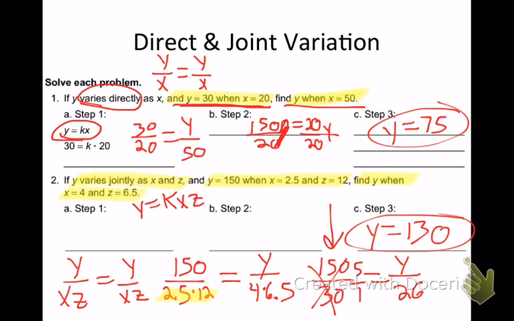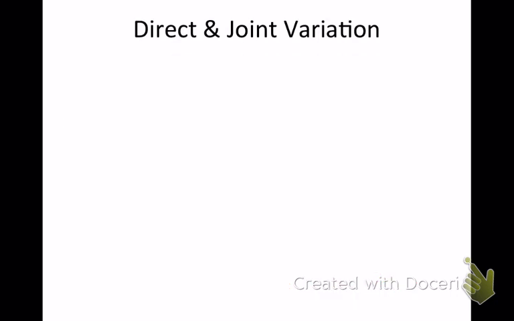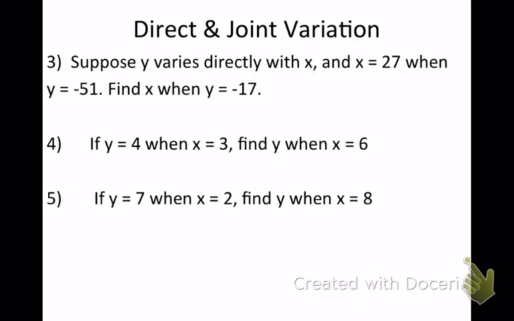So again, I can set these problems up to make them easier if possible. Same idea. Take a couple seconds. Try these 3 on your own. So 3, suppose y varies directly with x. X equals 27, y equals negative 51. Find x when y equals negative 17.